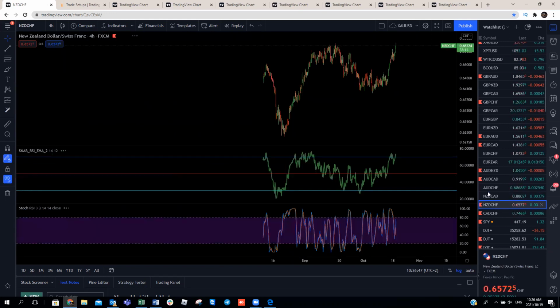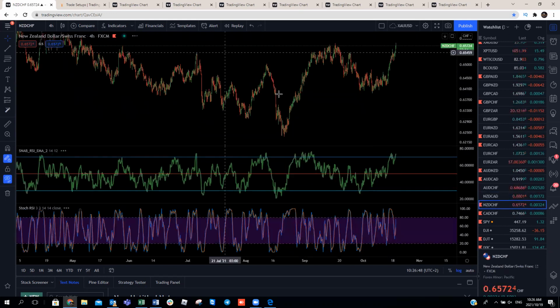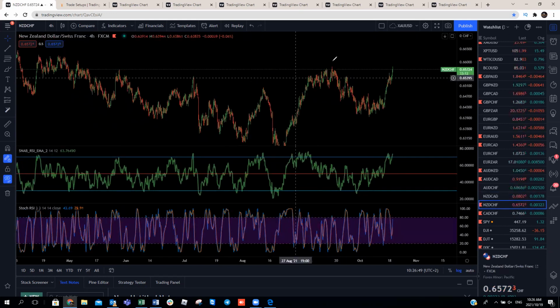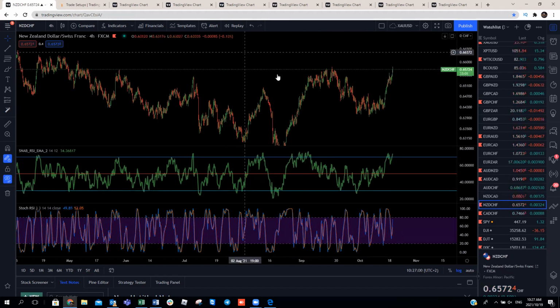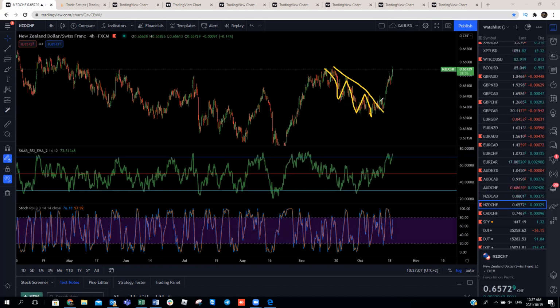New Zealand Swiss, after breaking out of this corrective structure, one correction there, looking for this to make a move to the upside. This was actually a WXYXZ corrective structure. It played out there, made a move to the upside, correction. Now looking for a move to the upside. A break above this, we'll see this push even higher.